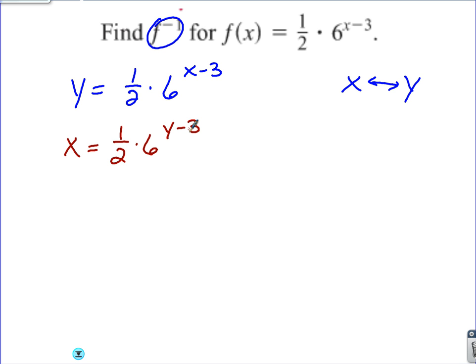That is the inverse. Can't stop there. We want to solve this thing for y, but that is the inverse. Now trying to solve it, trying to get y by itself, what would y'all move first? We'll work this one together.